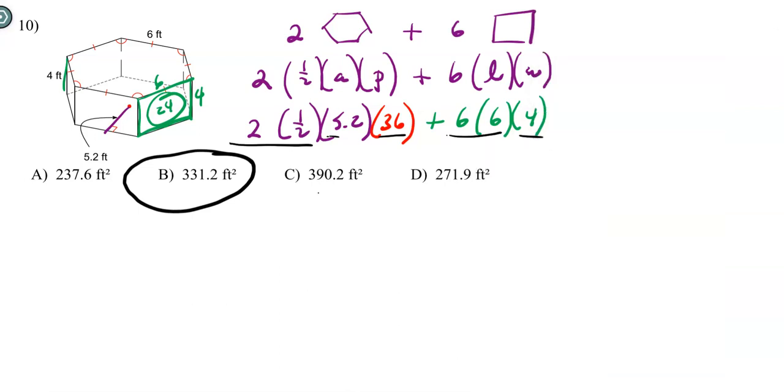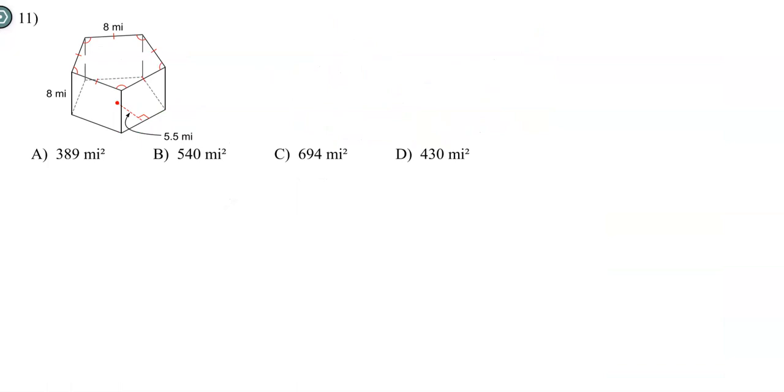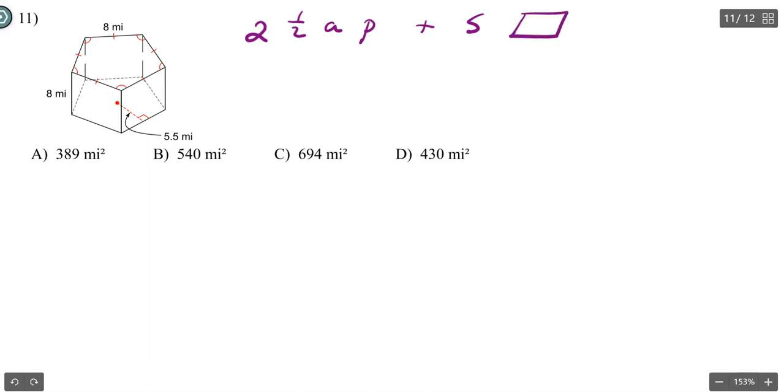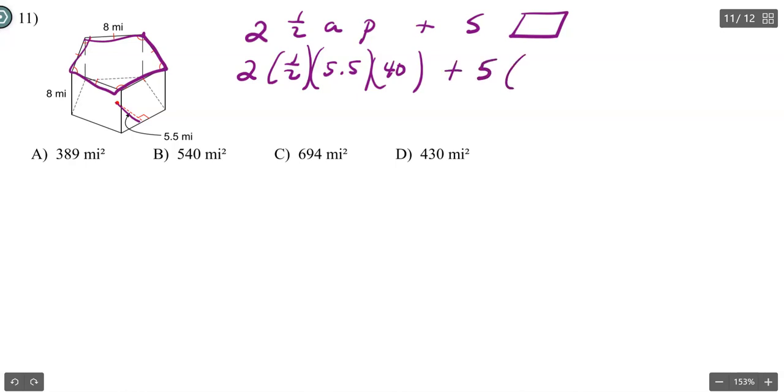Makes me mad. Same strategy on number 11. I'll go a little bit quicker here. So we have 2 1/2 AP plus 5 walls because it's a pentagon. So we have 2 1/2 apothem 5.5. Perimeter is 8 times 5, which is 40, plus 5 walls, and every wall has a length of 8 and a height of 8. So it's actually square walls.